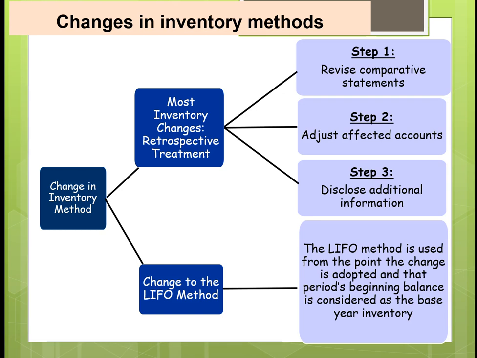Now, for other methods, you would have to revise comparative statements. So if you show 3 years, you've got to show all 3 years based on the change. You've got to adjust the accounts, adjust beginning retained earnings, and you've got to have disclosure. However, if you change to LIFO, it's going to be a point in time, and then of course you'd still have to put it in your notes, but you do not do it retroactively.